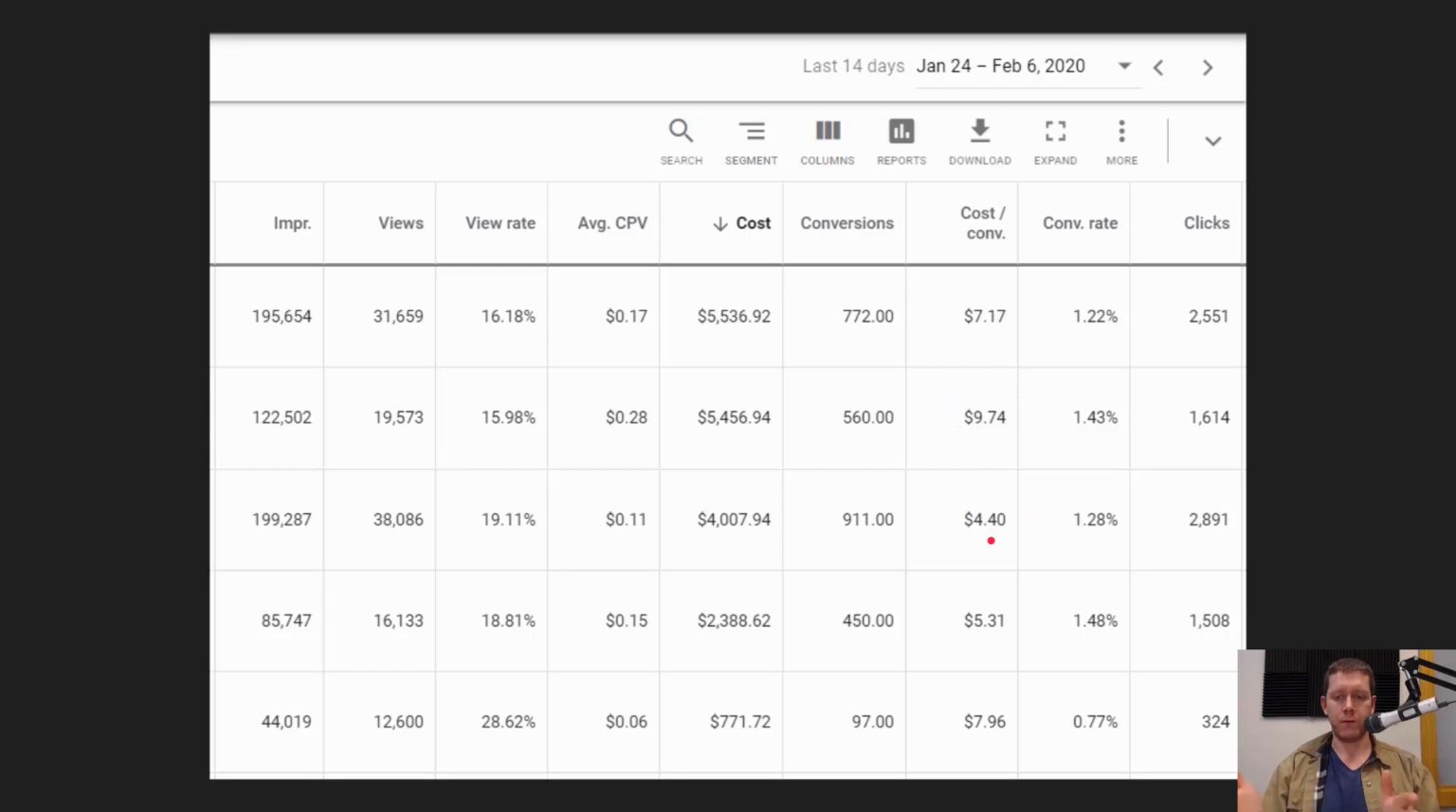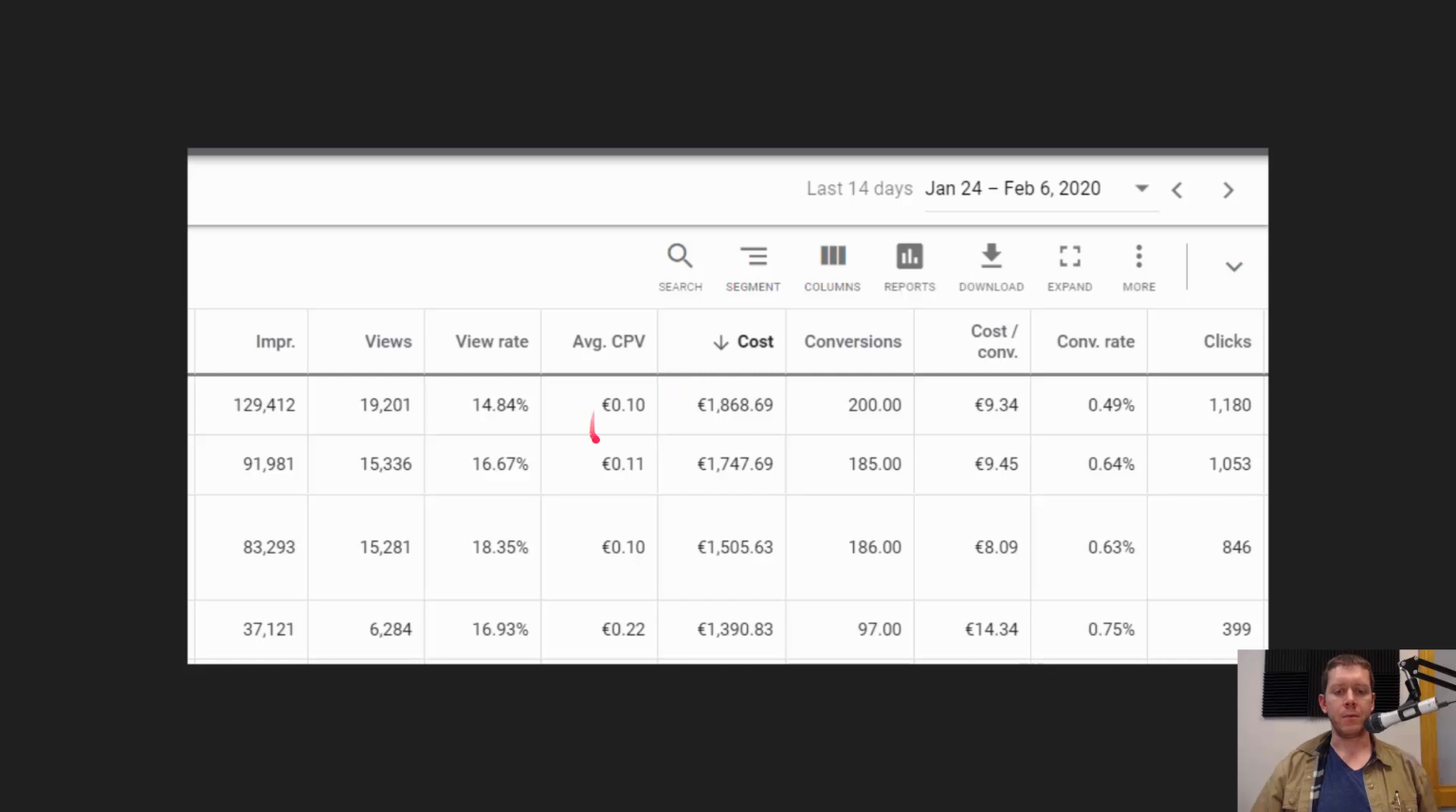So you want to follow the money, right? You want to put your budget, put your spending where it is going to make the most impact, where it's going to lead to the most sales. And in this case, that happens to be this campaign. We're paying a lot for these views because these are very valuable conversions.